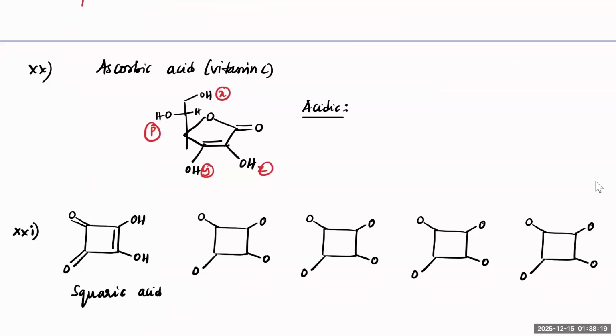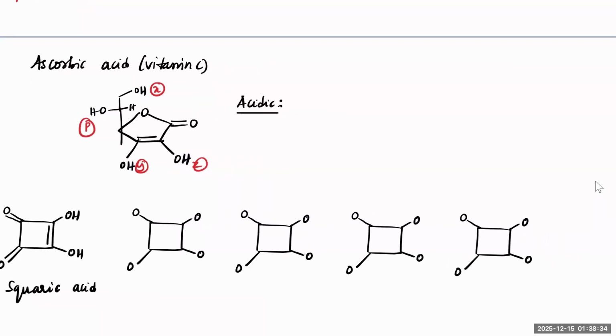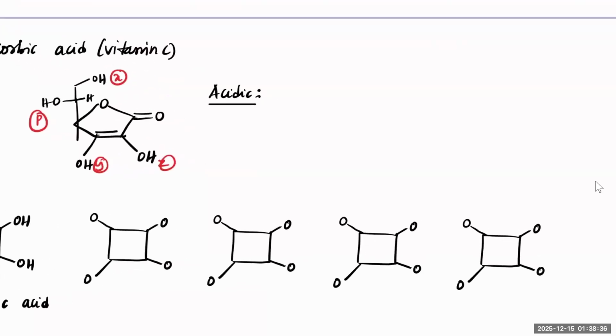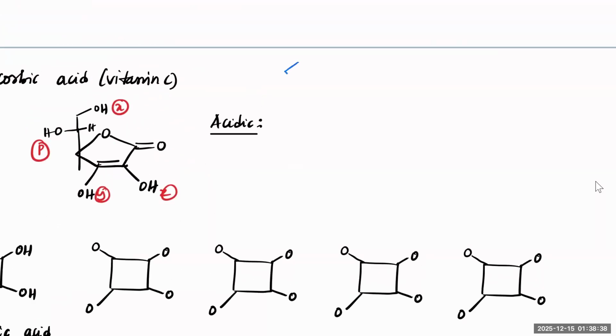Okay. Next one. This is vitamin C. Vitamin C is ascorbic acid. Ascorbic acid has four different OH groups here. Now notice that for every OH group, if you compare the first OH group, which I am writing here, the first one being like this.